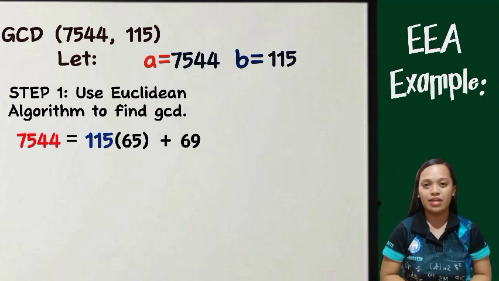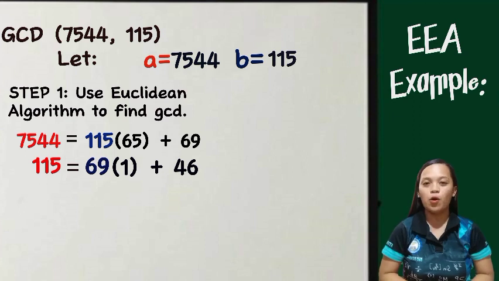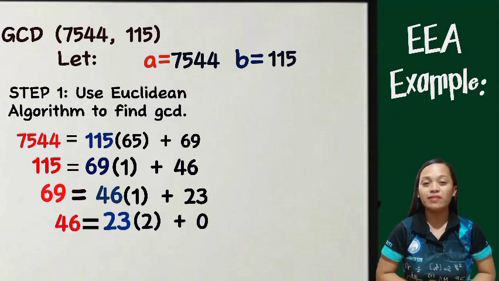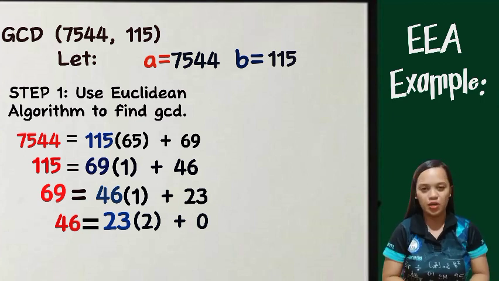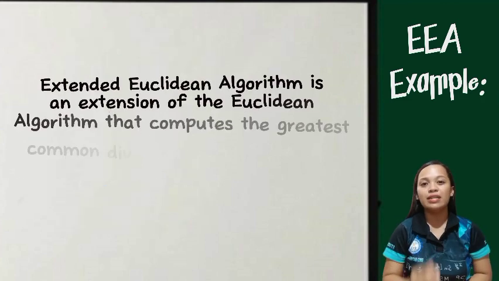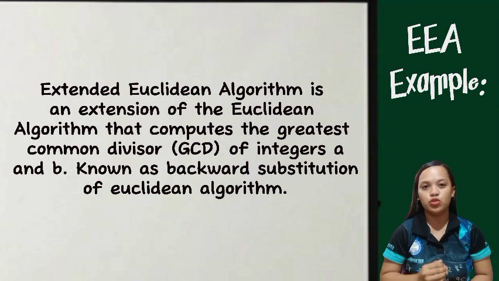7,544 divided by 115, the quotient is 65 point something, but we only take the whole number, and the remainder is 69. 115 divided by 69, the quotient is 1 and the remainder is 46. 69 divided by 46, the quotient is 1 and the remainder is 23. 46 divided by 23, the quotient is 2 and the remainder is 0. So our GCD is 23. The extended Euclidean algorithm is known as the backward substitution of the Euclidean algorithm because it gives two integers x and y such that ax plus by is equal to our GCD.